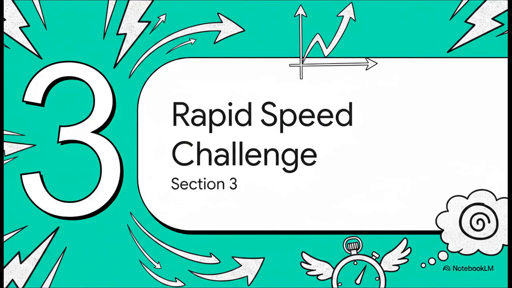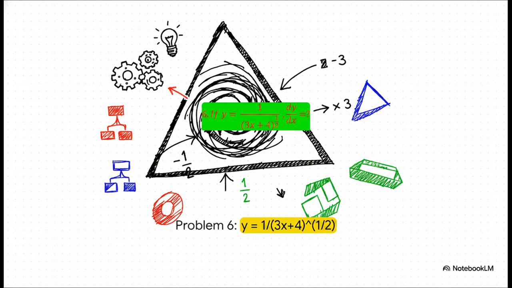All right, let's move to section 3, the rapid speed challenge. This is the ultimate test of everything we've covered today. All right, here is the final boss. Problem 6. Y equals 1 over the quantity 3x plus 4 to the power of 1/2. Look at the complex derivative pattern going on here. This is exactly what a high-stakes exam question looks like. Let's run the algorithm one last time together.